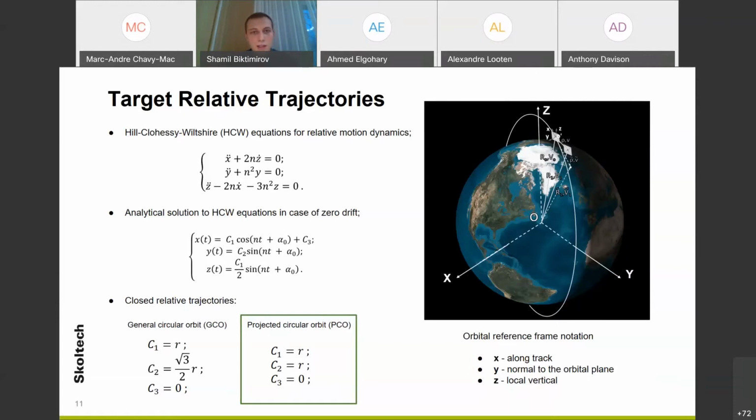And to analyze the relative motion, we use the linearized equations of relative motion, the Hill-Clohessy-Wiltshire equations, which have analytical solutions. And there are solutions that correspond to closed or periodic relative orbits. And for the purpose of the image demonstration mission, we need the projection of the relative orbit to be circular in the horizontal plane. And for this purpose, we use the projected circular orbit type.